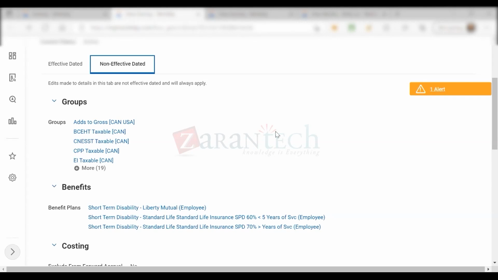But again, I cannot know by looking into my earning code whether the election between these 3 plans is mutually exclusive or not. It is something that needs to be controlled on the benefit side. They need to do a validation saying that you can enroll only in 1 plan, not in more than 1 plan. Otherwise, everything will go for toss.